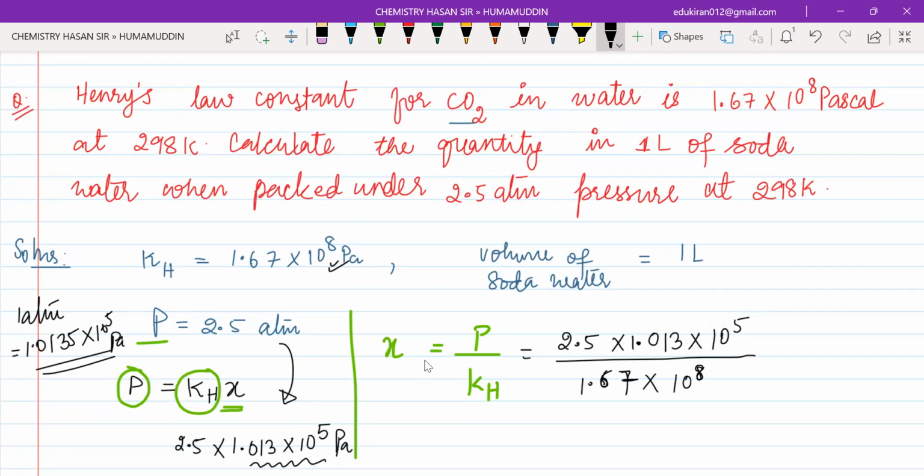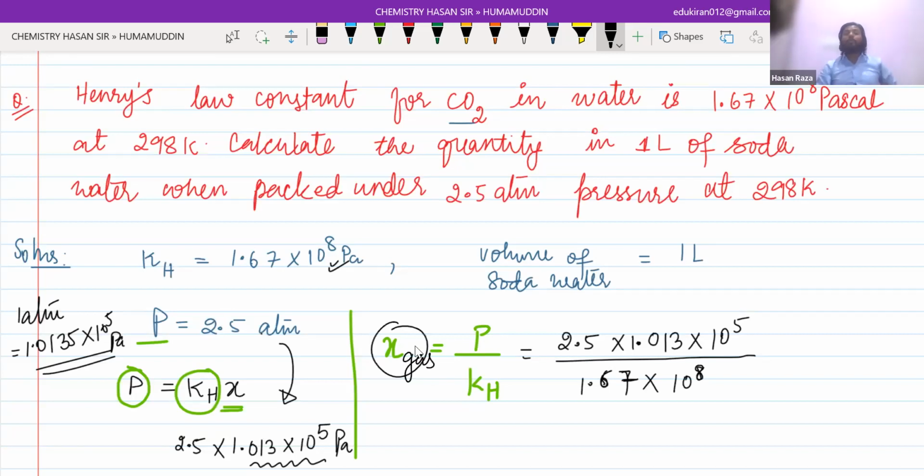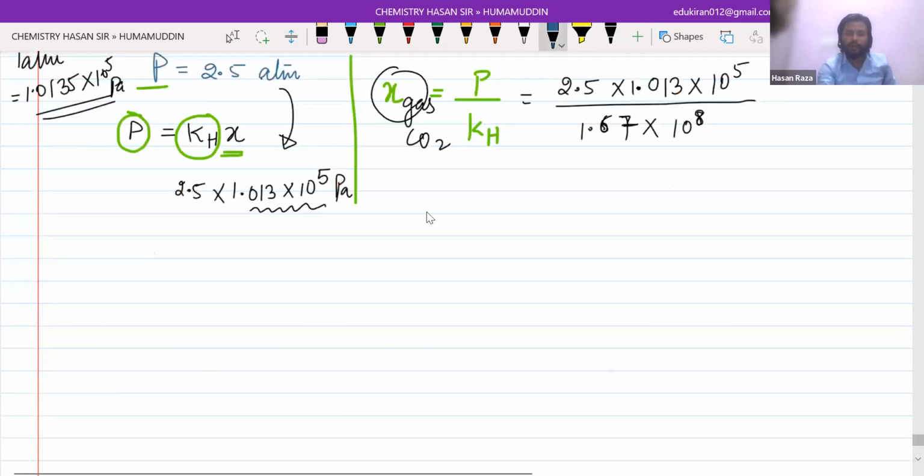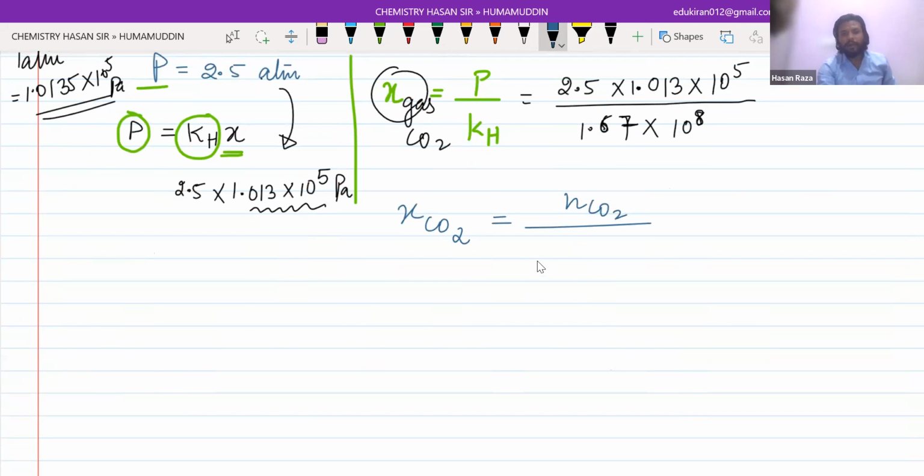Now this mole fraction is for gas. As I told you, the mole fraction of gas and partial pressure are for the gas, and the gas here is basically CO2. So I'm going to apply the formula of mole fraction. Mole fraction of CO2 will be equal to number of moles of CO2 upon number of moles of CO2 plus number of moles of water. Actually, we need to calculate the mass or amount of CO2. So if you know the number of moles of CO2, you can easily calculate the mass of CO2.